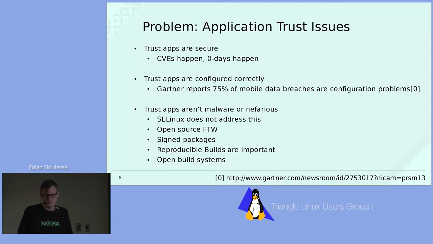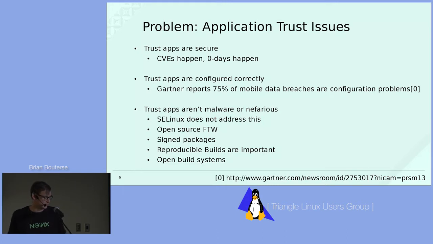CVEs happen, 0 days happen, and without SELinux, you have to trust that applications are secure. You have to trust that the things that are running are exactly what the original application authors intended, right? But when applications get compromised through CVEs or 0 days, then all of a sudden, whatever that application can access, now a hacker can access. And so SELinux is going to come to the rescue, and we'll see how in a little bit.